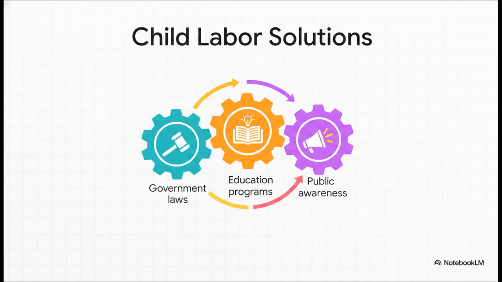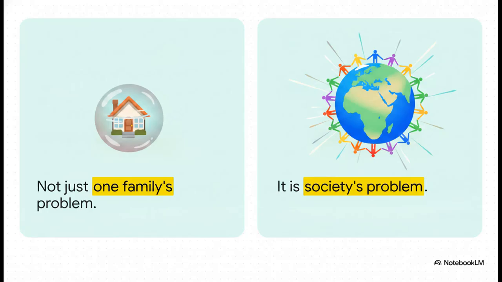Now, what's really interesting about tackling this is that it requires serious collective action. We need strict government laws setting age limits, massive education programs to get kids into classrooms, and widespread public awareness. All 3 of these have to work together simultaneously to create real change. And this brilliantly illustrates our second example, gender discrimination.